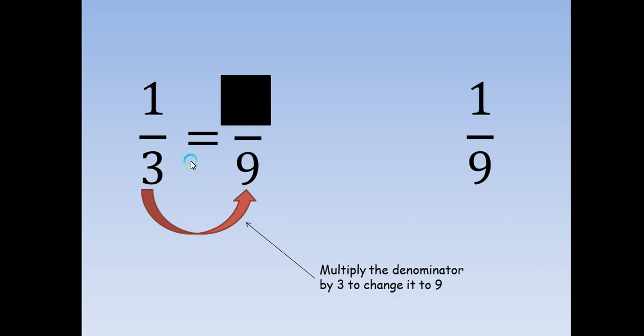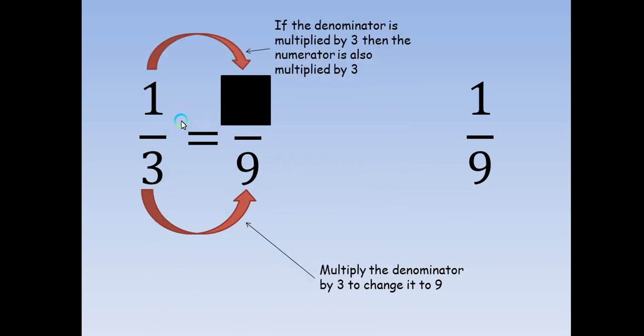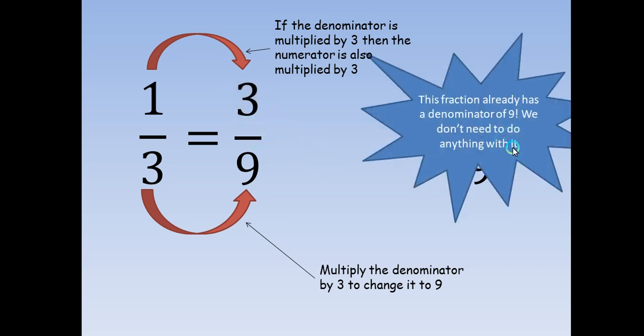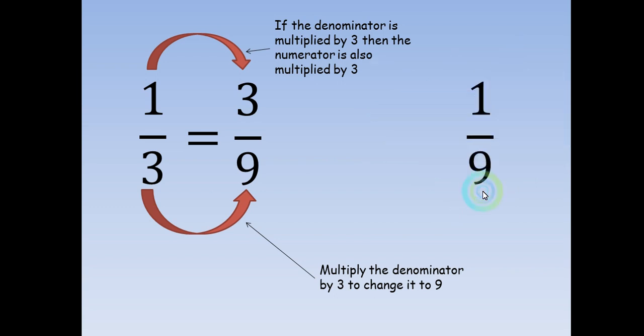And don't forget, when you multiply the down, you have to multiply the up as well with what? With 3. So 1 times 3 will give us 3. We don't need to change this because we already have 9 as the denominator. It's just like saying 1 times 1 and 9 times 1. Alright, so we have 3 over 9 and we have 1 over 9.